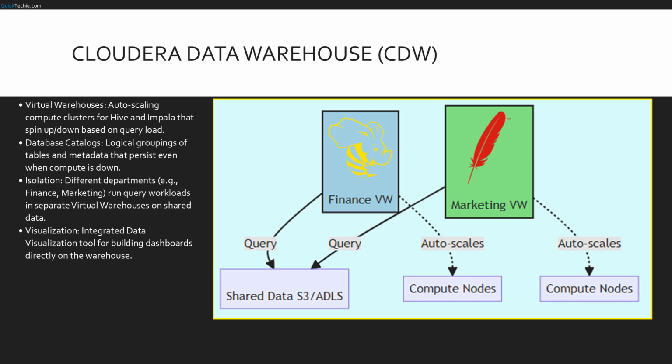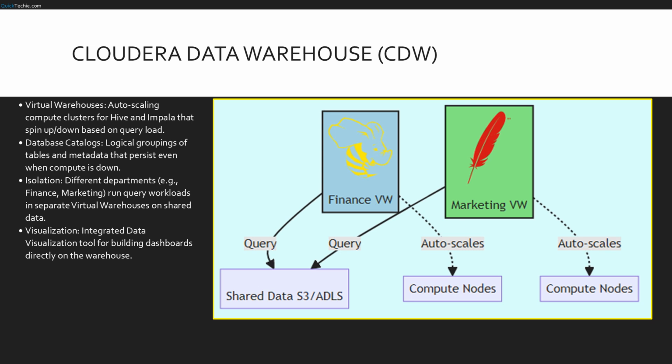First up is Cloudera Data Warehouse, or CDW. CDW replaces static clusters with virtual warehouses. These are auto-scaling compute resources for Hive and Impala. You can configure a virtual warehouse to auto-suspend after 5 minutes of inactivity, stopping costs immediately. Crucially, CDW separates the data context, database catalogs, from the compute. This means finance and marketing can query the same data simultaneously using different virtual warehouses.